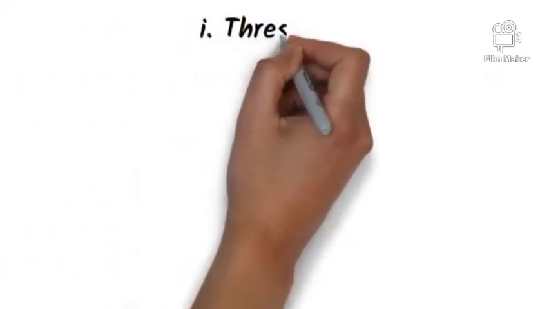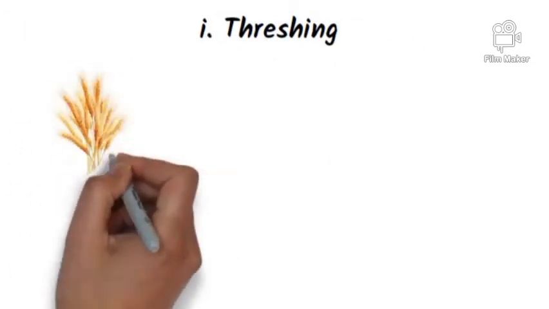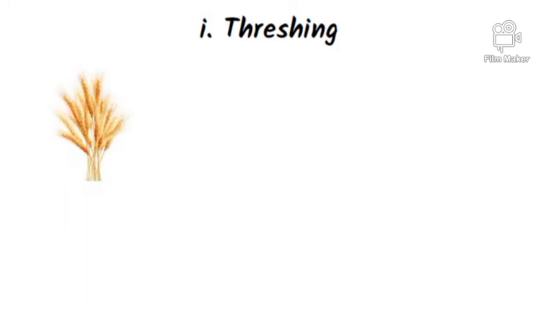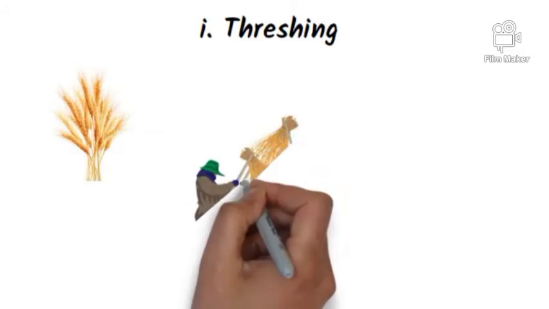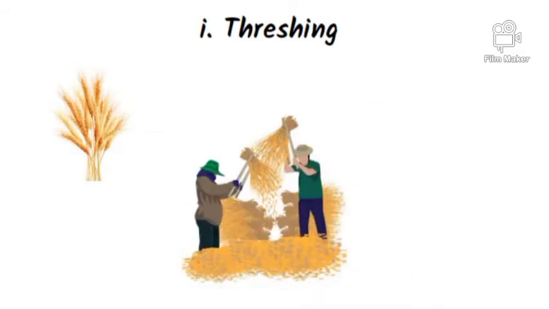Threshing. Threshing is the process in which stalks of wheat, paddy, etc. are beaten to separate grains from the stalks and from the chaff that covers the grains. Threshing is done by holding the bundles of stalks in hands and hitting them on a hard surface. In this way, the grains are separated from the stalks.